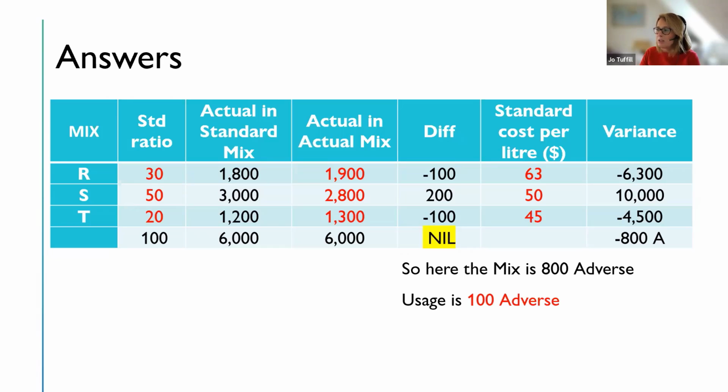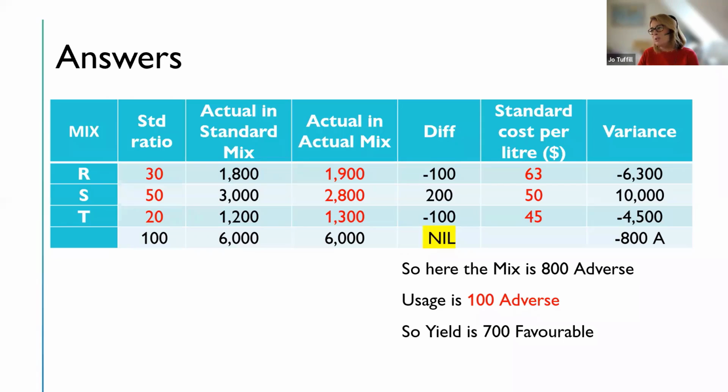If I tell you that the usage variance is 100 adverse, what is the yield variance, everybody? Does anybody want to tell me in the chat? I've had one answer in the chat. Fortunately, it's not the correct answer. So if the mix is adverse by 800 and the usage is 100 adverse, how do you get back from the mix to the usage? The yield is 700 favourable.